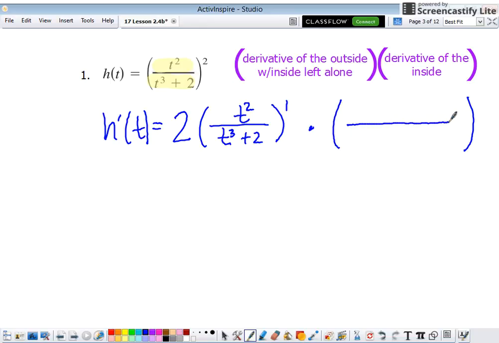So now to find the derivative of all the stuff that's in yellow, the inside, I have to use the quotient rule. So it's going to be the bottom times the derivative of the top minus the top times the derivative of the bottom over the bottom squared.